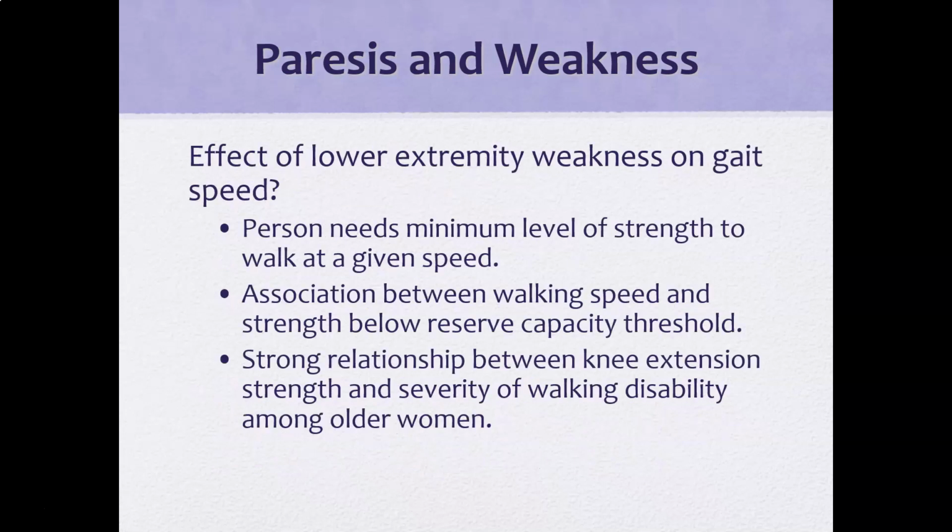What's the effect of lower extremity weakness on gait speed? Well, a person needs a minimal level of strength to walk at a given speed. There is an association between walking speed and strength below a reserve capacity threshold. But there is a strong relationship between knee extension strength and severity of walking disability among older women. So again, a person needs a minimal level of strength to walk at a given speed. So really it's not a strength issue when it comes to speed, but there is a strong relationship between knee extension strength and the severity of walking disability.